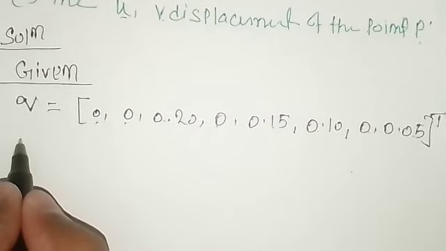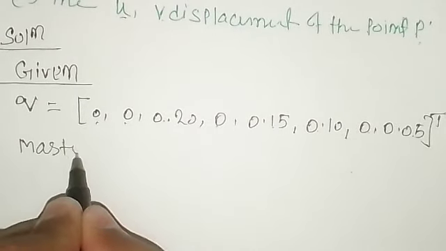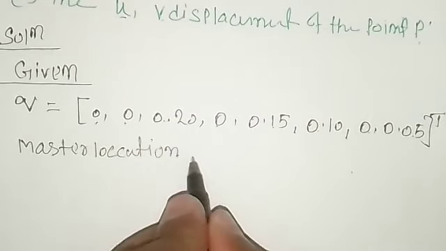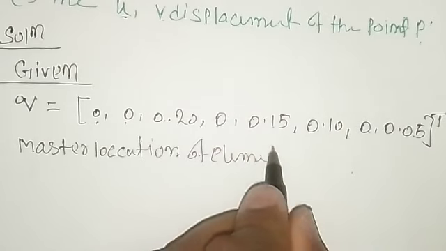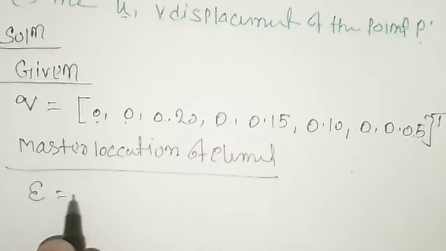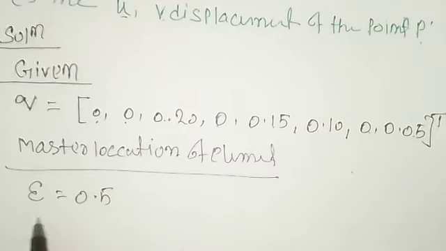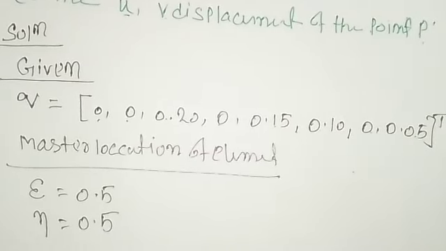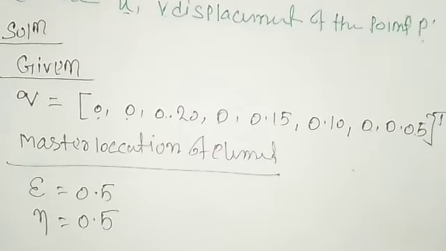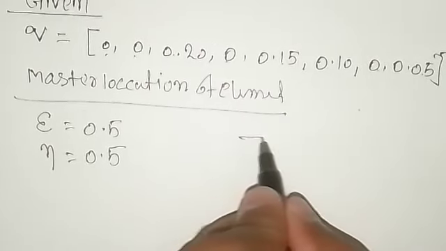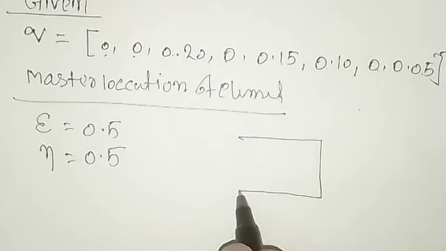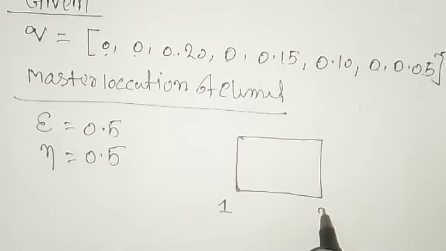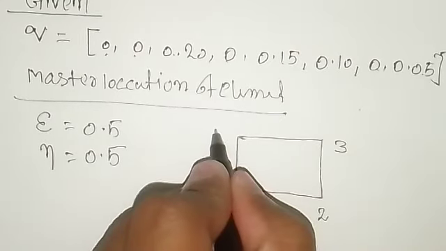Then the master location is given, that is the master location of the element, psi is equal to 0.5 and neta is equal to 0.5, right? So in a 4 noded element, first of all we have to find out the shape function. Let's say this is the 4 noded element, that is the quadrilateral element. This is node 1, just for understanding, this is node 2, node 3 and node 4, right?